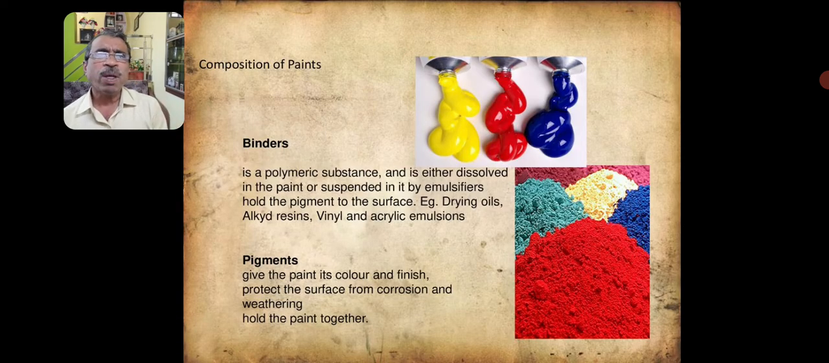Now the composition of the paint, as this diagram shows, basically contains binders and pigments. Binder is a polymeric substance and is either dissolved in the paint or suspended in it by emulsifiers. It holds the pigment to the surface. Drying oils, alkyd resins, vinyl and acrylic emulsions are the binders. Pigments give the paint its color and finish, and protect the surface from corrosion and weathering. They hold the paint together.